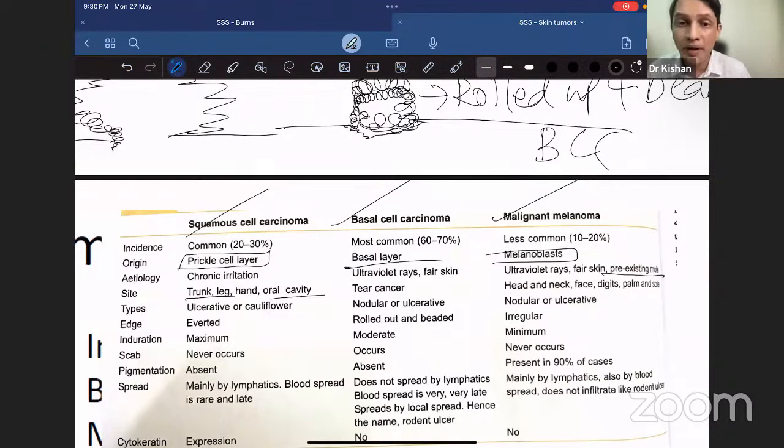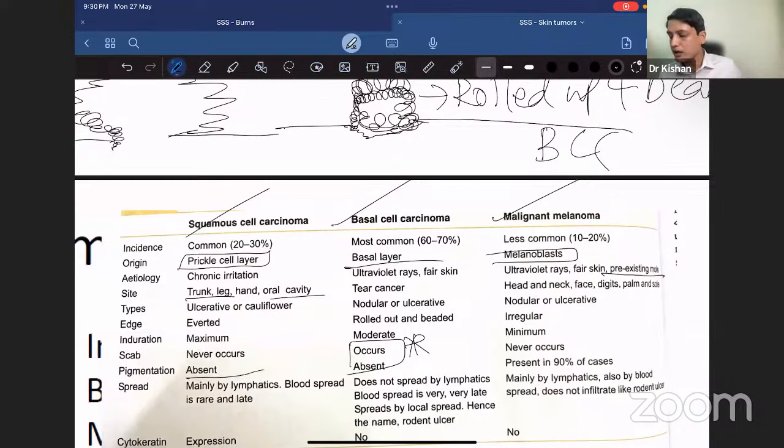Scab. Remember, my dear friends, scab formation is a feature of benign skin lesions. If there is a scab anywhere, just like a black dot, it's a benign skin condition. The only malignant condition where you see scab formation is BCC. See, these are all how the questions can be prepared. You understood now? From one point, you can prepare a question.